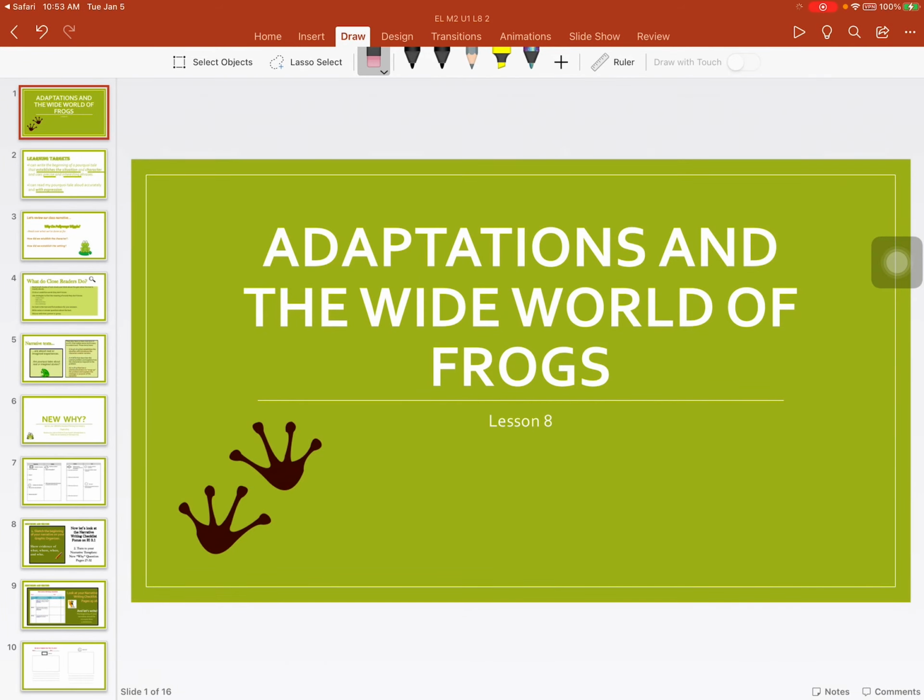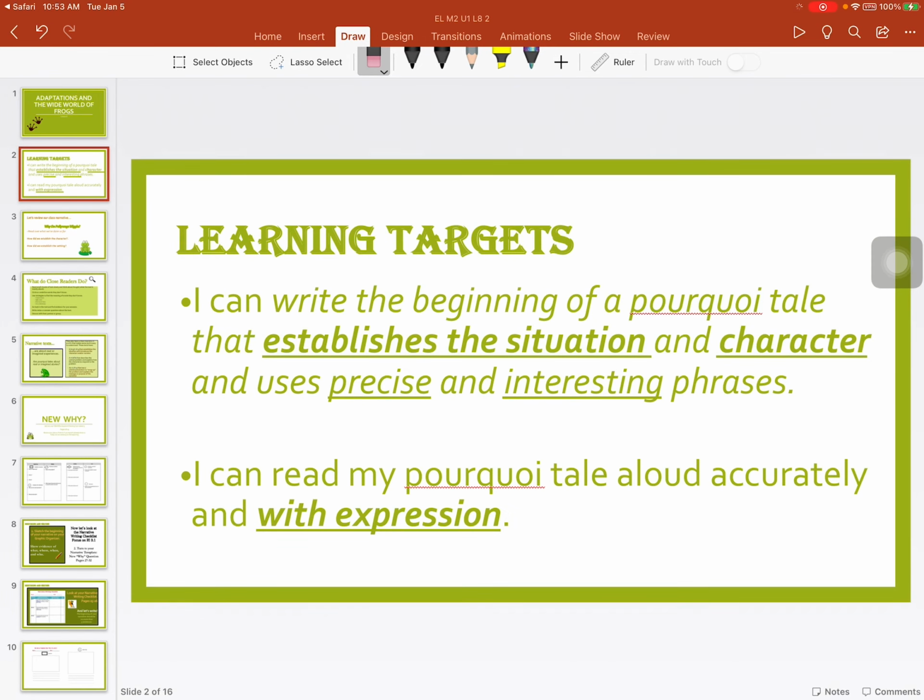Adaptations in the Wide World of Frogs. Lesson 8. Learning targets. I can write the beginning of a Pourquoi tale that establishes the situation and character and use precise and interesting phrases. I can read my Pourquoi tale aloud accurately and with expression. Take a minute and say these learning targets aloud.